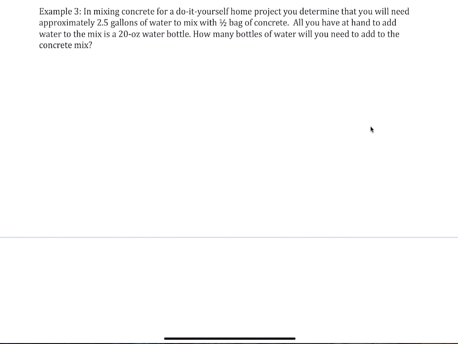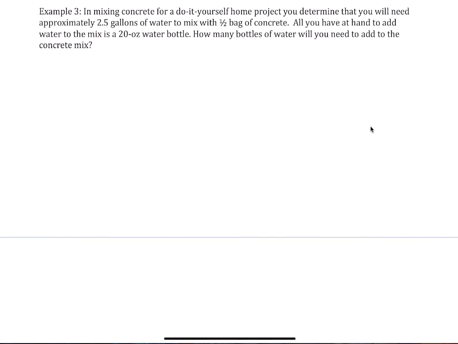But you want to be precise. So we would want to figure out exactly how many of these water bottles that we would want to use so that we get exactly 2.5 gallons of water. We don't have a container that tells us when we have 2.5 gallons of water in this particular scenario. So what we're going to do is convert our 20-ounce bottle, and figure out how many of those we need in order to get to gallons, or 2.5 gallons.